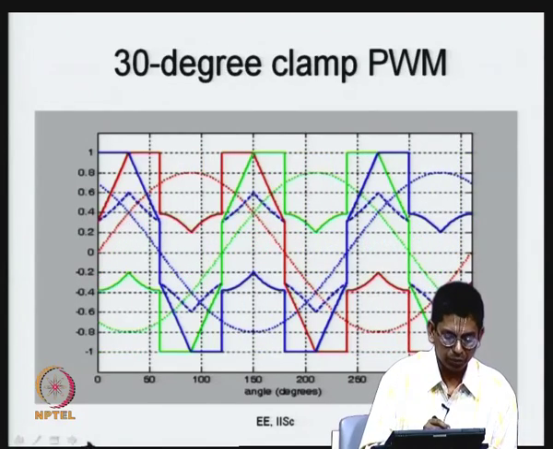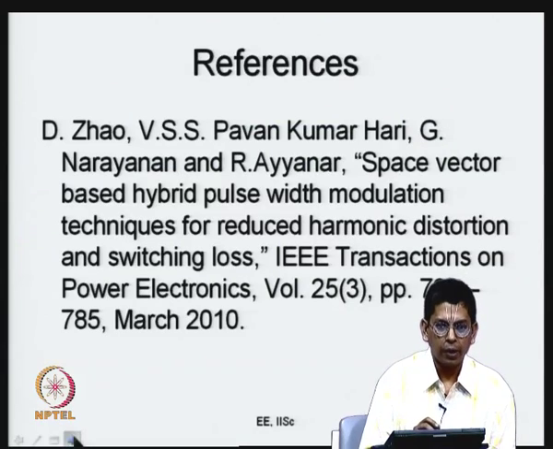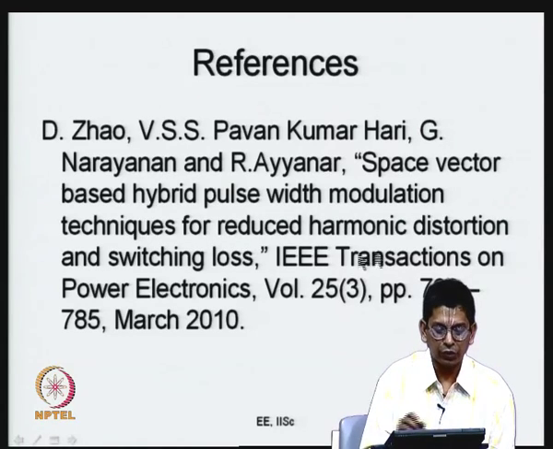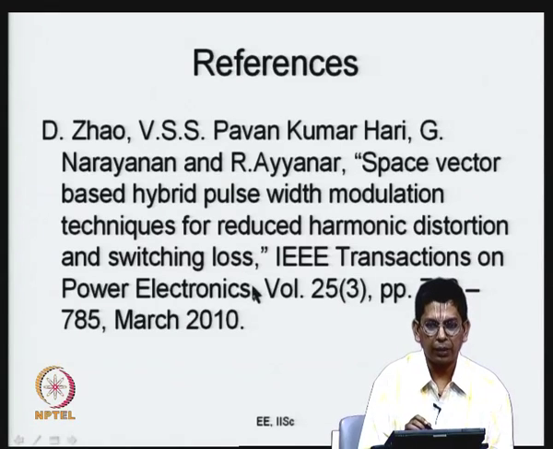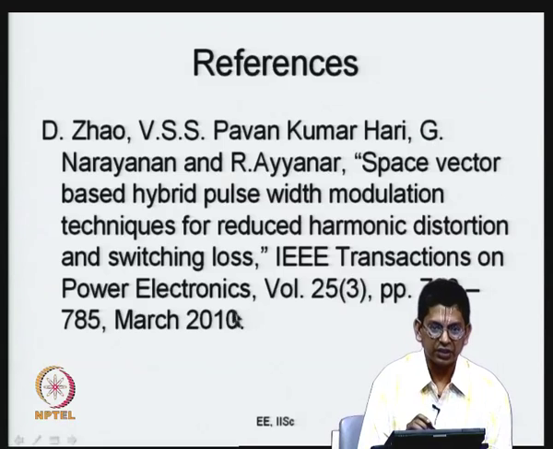Now, there are various examples, and you can look at more of this in one of the references that I can possibly give you. There are some recent papers, and one of them is by Zhao, Pawan Kumar, Narayanan and INR. It discusses space vector based hybrid pulse width modulation techniques for reduced harmonic distortion and switching loss. This paper talks of certain advanced bus clamping PWM methods, which we have not covered till now, and which we will cover at a later date. But in the run up to that, the paper also discusses the bus clamping PWM methods, including continual clamping and split clamping methods.